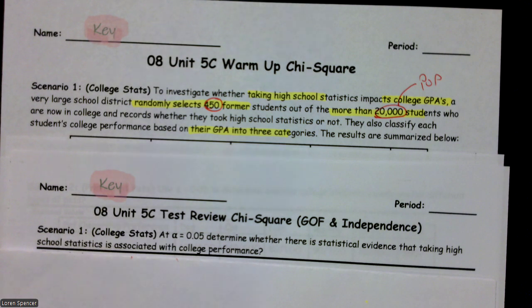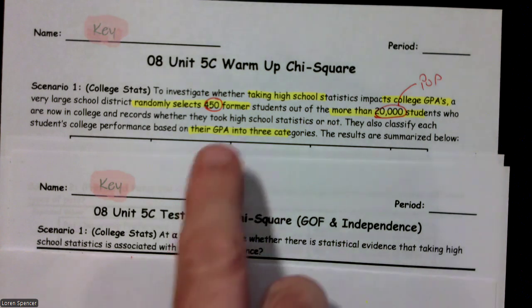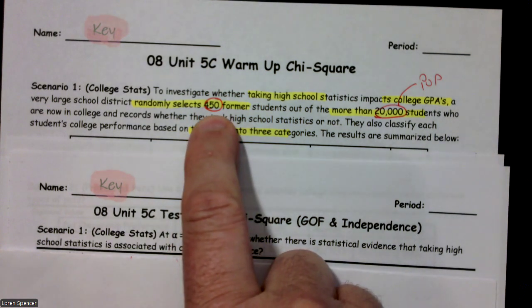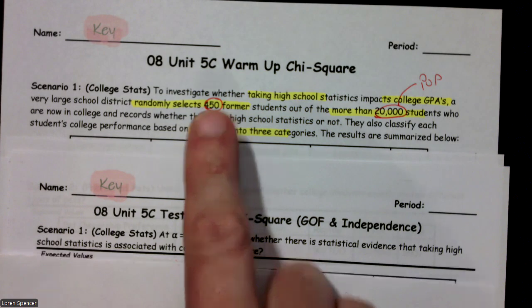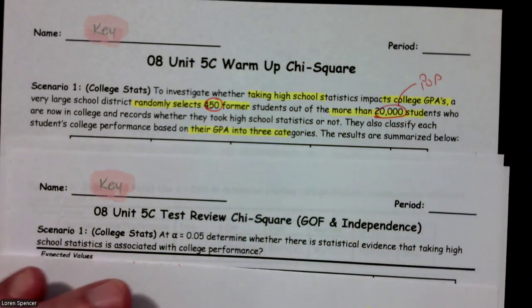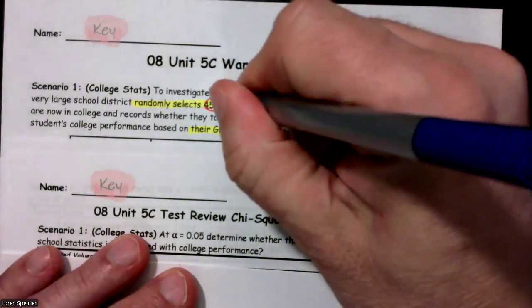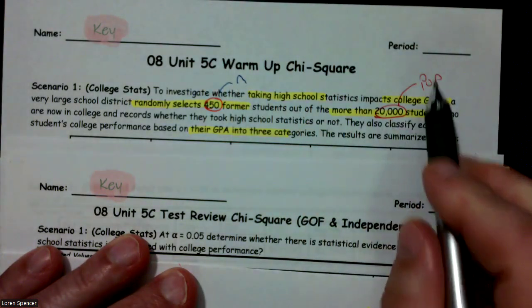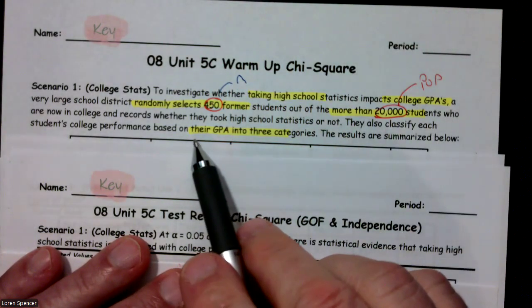To investigate whether taking high school statistics impacts college GPAs, a very large school district randomly selects 450 former students out of the more than 20,000 students who are now in college and records whether they took high school statistics or not. So those 450 students they randomly selected, that's our sample size. I'm going to mark that as an N for our sample size. And we have a population of 20,000.